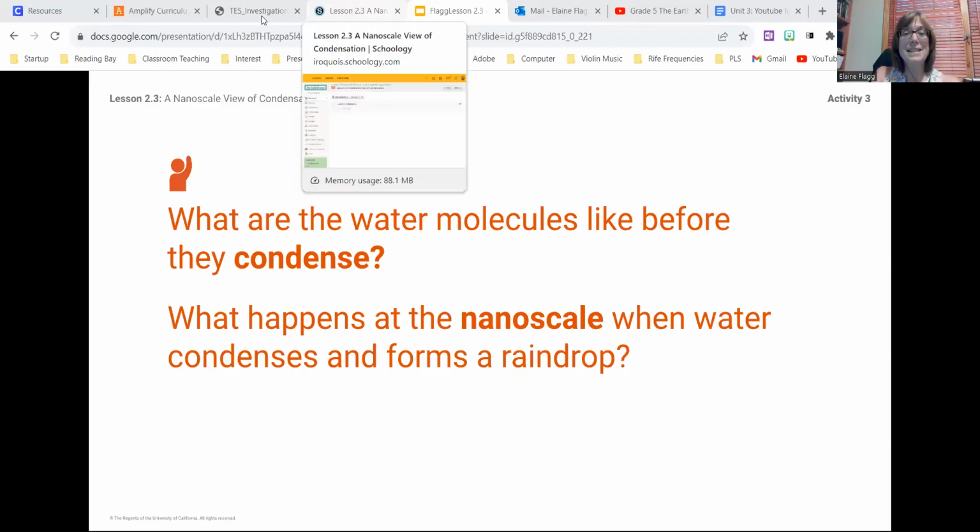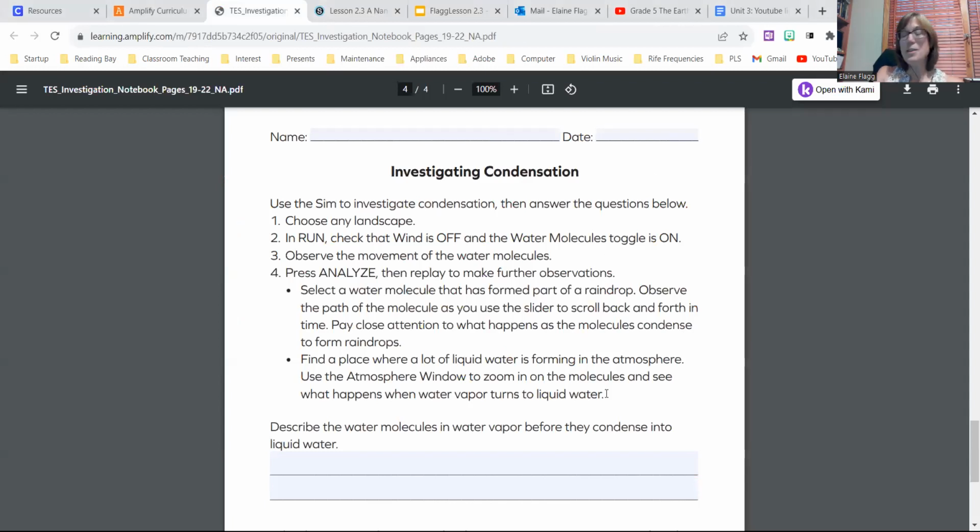Hopefully you were able to play a little bit with the model. So what I'd like you to do is I'm going to give you a little more time to follow these instructions now that you feel like you've gotten a little bit of time to observe and play with it. So would you please turn to page 22 in your investigation notebook? Let me find it myself. Okay. This is page 22 of your investigation notebook. So let's try it again.